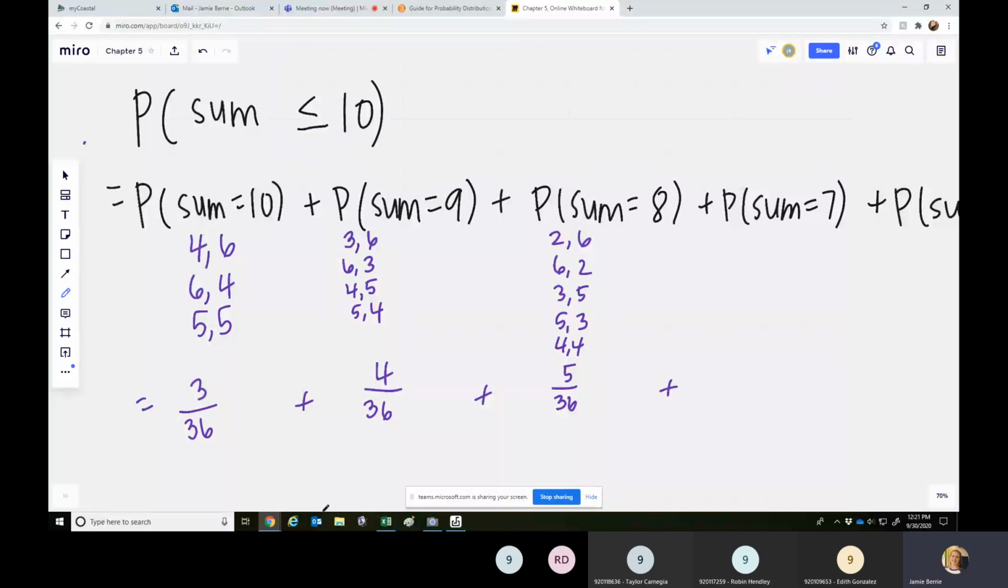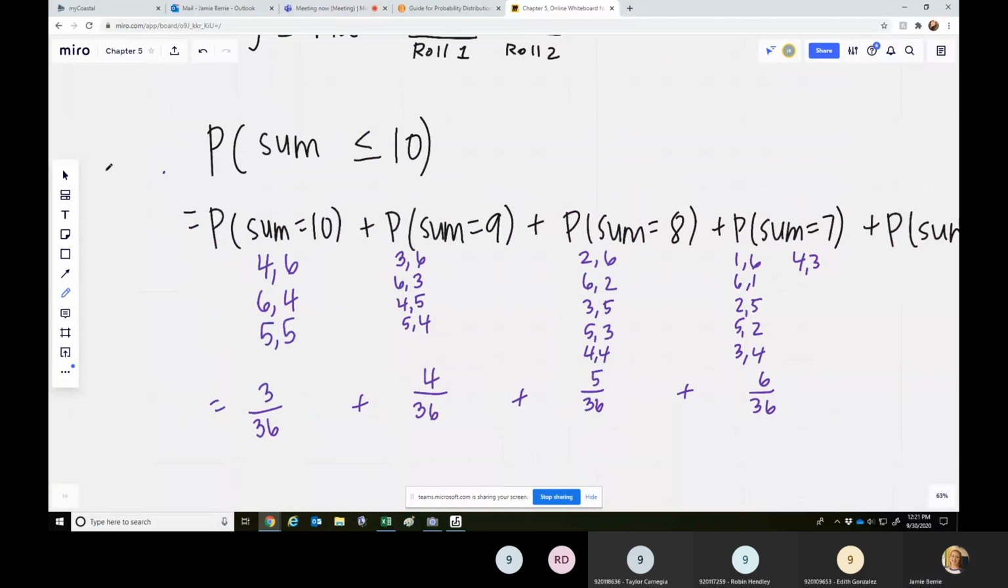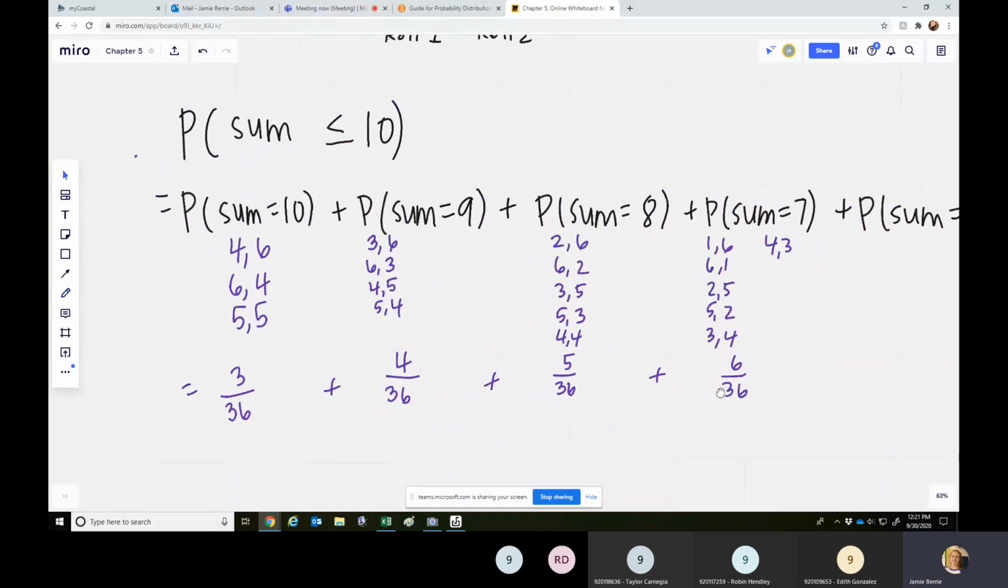Plus. Let's think about how you could roll a sum of 7. You could roll a 1 and a 6, or a 6 and a 1, a 2 and a 5, or a 5 and a 2, or a 3 and a 4, or a 4 and a 3. And then that's it. We're back up to 5 and 2. So 1, 2, 3, 4, 5, 6. 6 out of 36. All right, so see what's happening? 3 out of 36, 4 out of 36, 5 out of 36, 6 out of 36. Now let's see what happens with the next one.